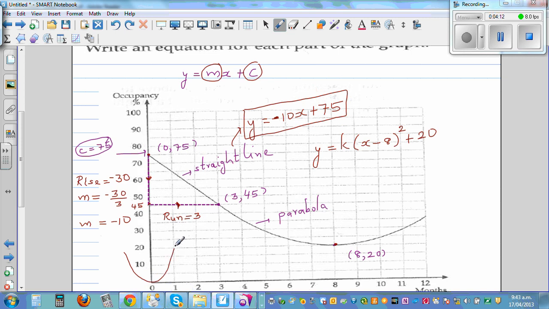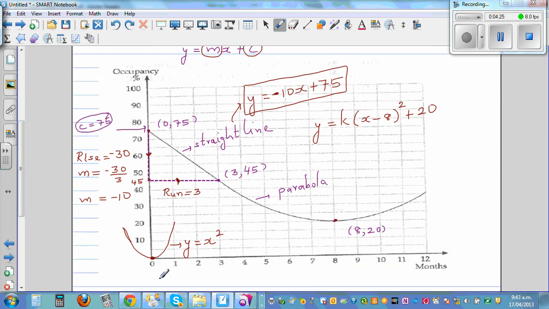When I say translated, I'm talking about y equals x squared, your basic parabola, whose vertex was at the origin, 0, 0. That has moved 8 to the right and 20 up. Now k will tell you the stretch factor, whether the parabola is pulled on both sides. You can find k by substituting a point into this equation.